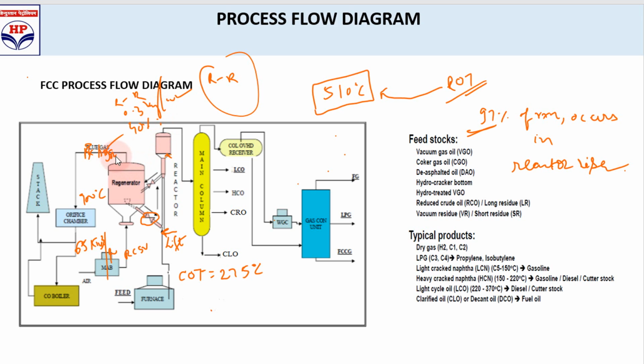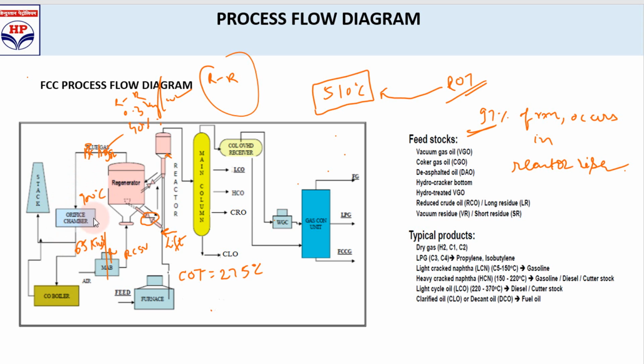So based on that, whatever air we are giving, based on RRDP, this DDSV will open and allow the excess burned air at 700 degrees Celsius to go to the orifice chamber. Here the pressure drop will happen.